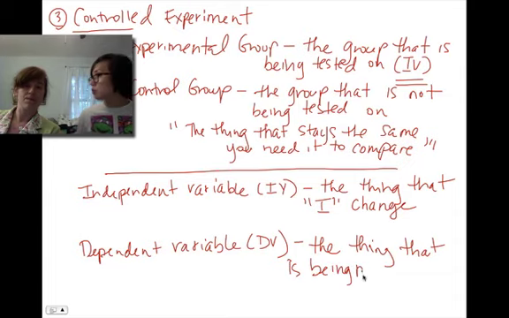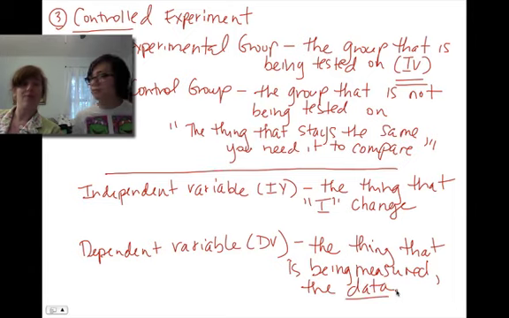So the independent variable is what I'm changing, and then what I change impacts what I'm going to measure. Right. Of course it would. And that is, again, why we have that term dependent. It is depending or changing because of the independent variable.